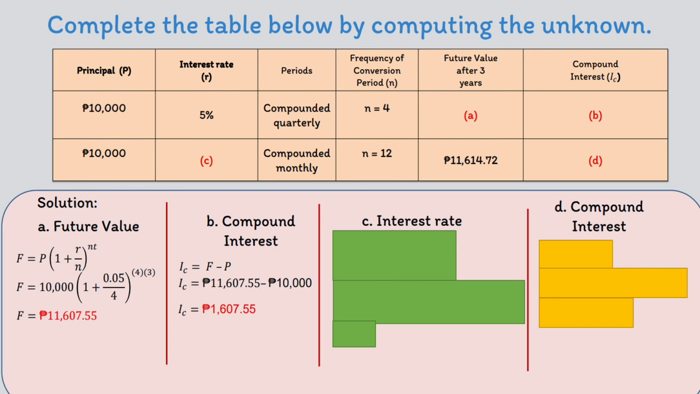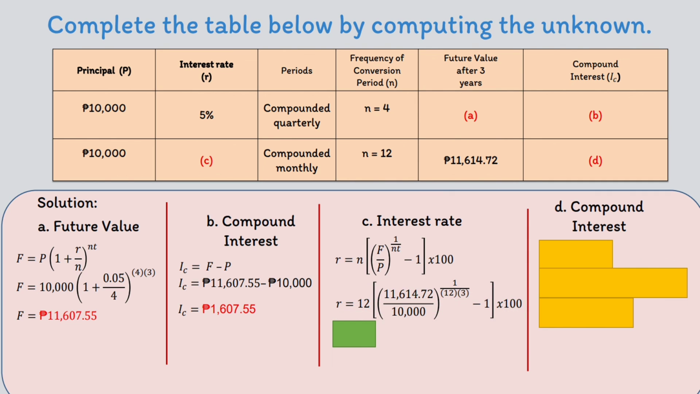In the next row, the given values are 10,000 as the principal, period as compounded monthly, so the n is equal to 12, future value of 11,614.72 pesos. The missing values are the interest rate and the compound interest. To solve for the interest rate, we must use the formula rate is equal to n times the quantity of (F divided by P) raised to 1 divided by n times t, minus 1, times 100. Then, we substitute the given values to this formula and encode it to our scientific calculators. Finally, we get the interest rate of 5%.